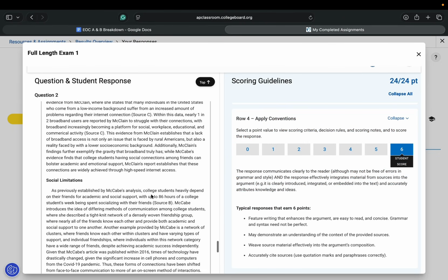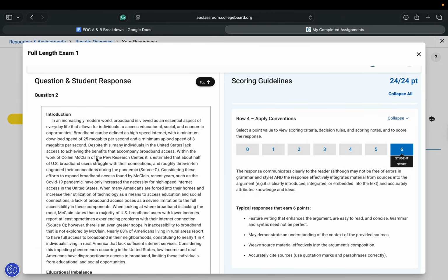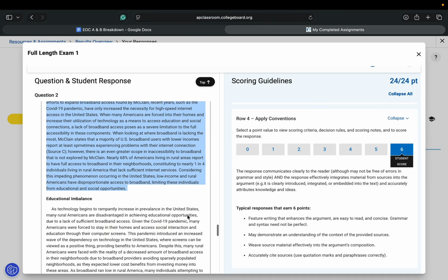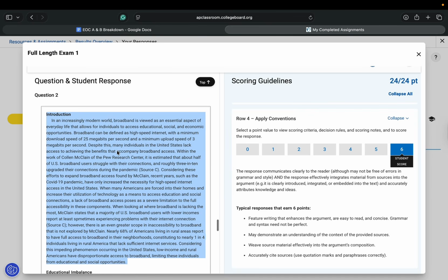And now to move on to row 4, which is grammar. I don't have many suggestions for row 4, but what I will say is once you're done writing every single individual paragraph, before you move on to the next paragraph, I want you to read every single word that you wrote and make sure that there are no typos. And if there are, try to fix those as fast as you can.